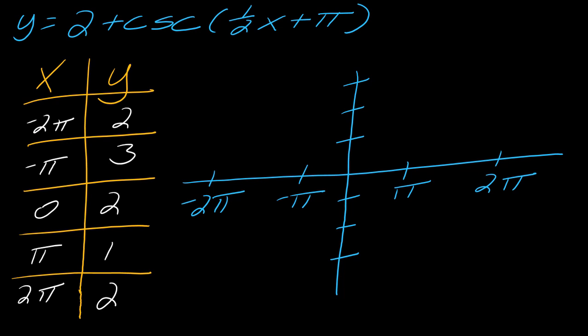So remember, I like to plot in a different color. So I've got negative 2 pi, 2. And then negative pi, 3; 0, 2; pi, 1; and then 2 pi, 2. So I'll just make my little dotted guide line.